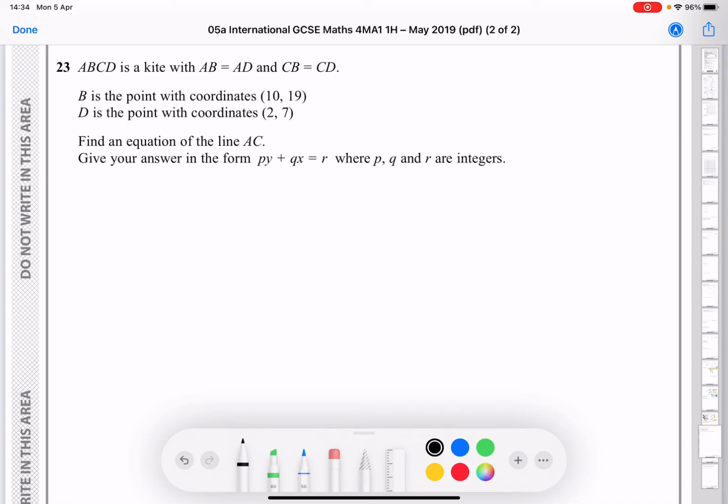Right then, last one. Question 23, and it's a bit of a doozy. It gives us lots of opportunity to pick up marks, even if we don't necessarily finish the whole thing. Let's start by looking at it.